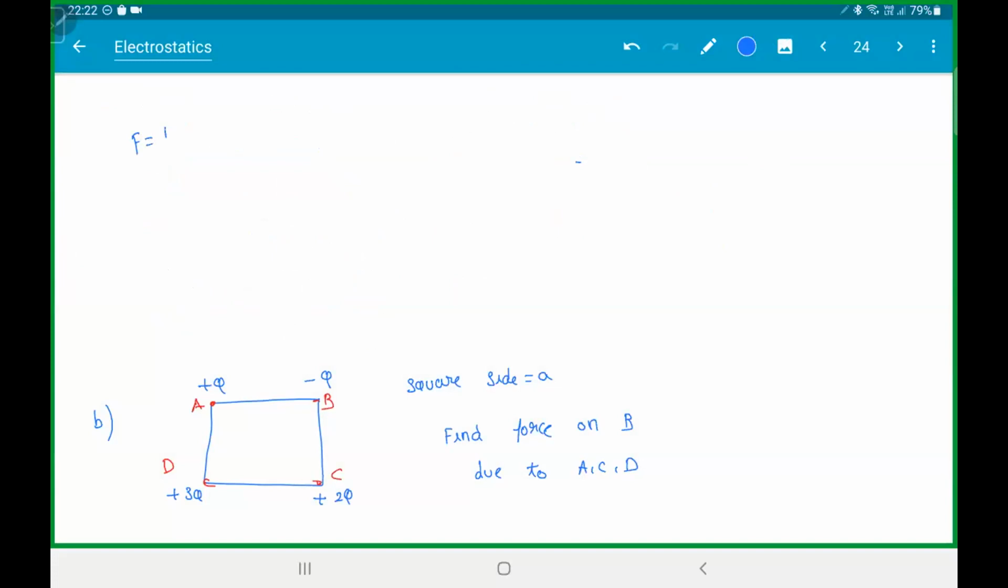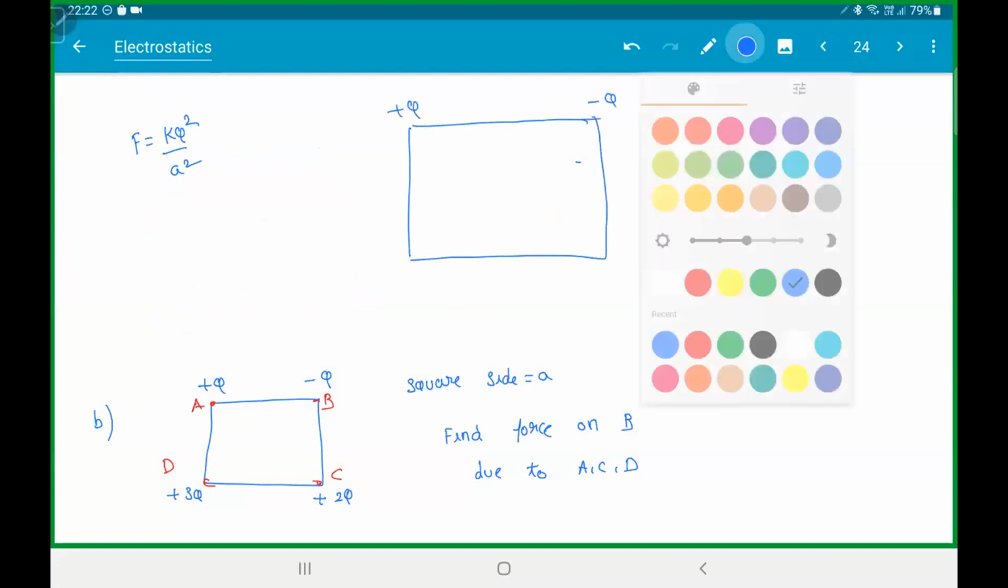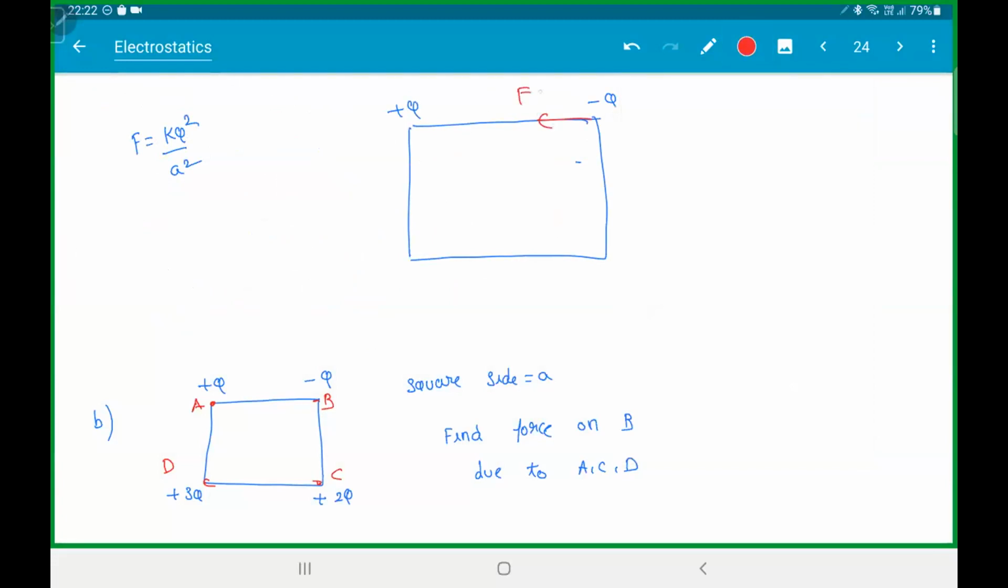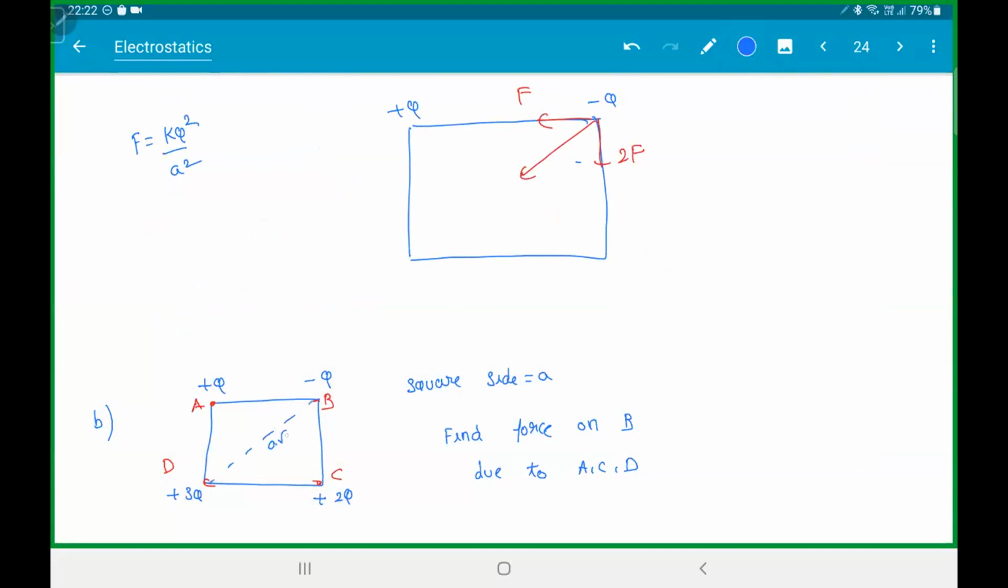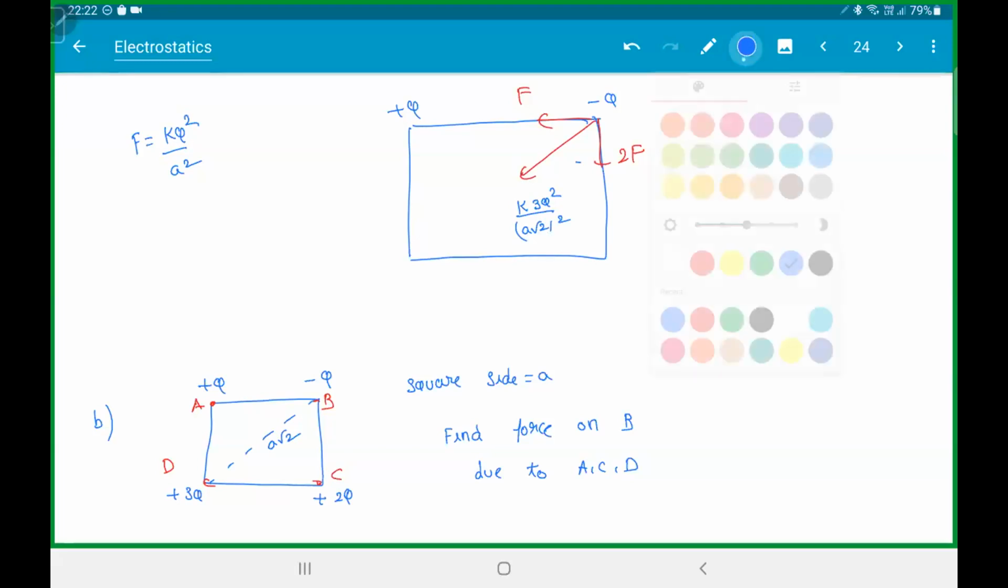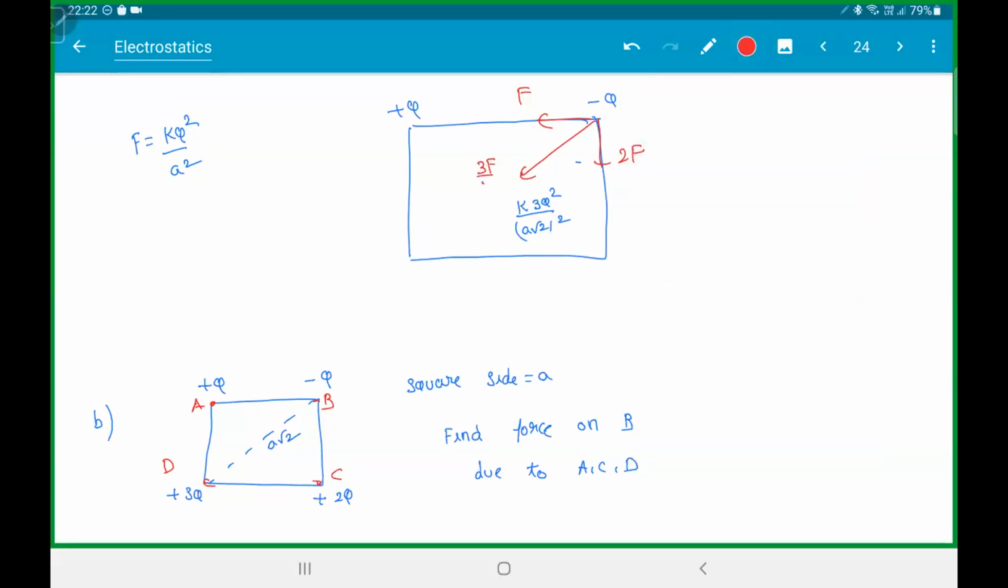So first I'll do F is equal to KQ square by A square. Okay, I'll keep it simple. That way my life becomes easy. So this is plus Q and minus Q. These two will attract with a force F. Plus q and minus q will attract with force 2F. 3q and minus q, now be careful here. This distance is a root 2. So this force will be k 3q square by a root 2 whole square. So that force is actually 3F by 2.